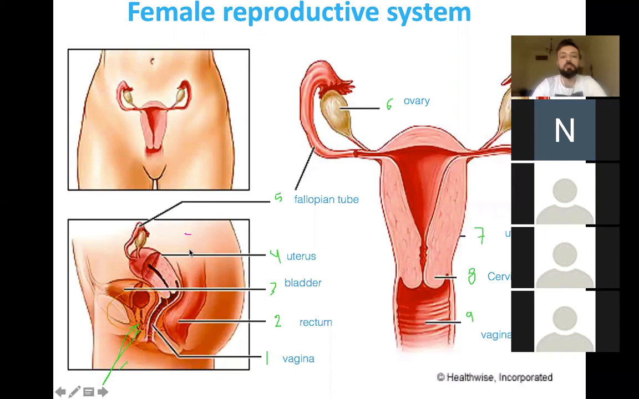So now let's start discussing the structures and the functions of the structures. Starting with the most important thing you think of, which is the vagina. What's the function of the vagina? That's the space for the male reproductive system. Very good. It's where the sperms are deposited. The deposition of sperms takes place in the vagina.